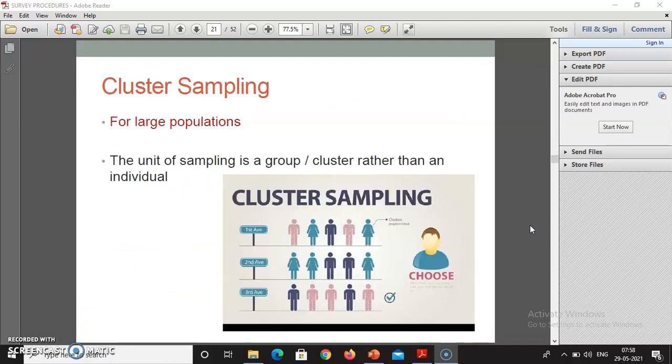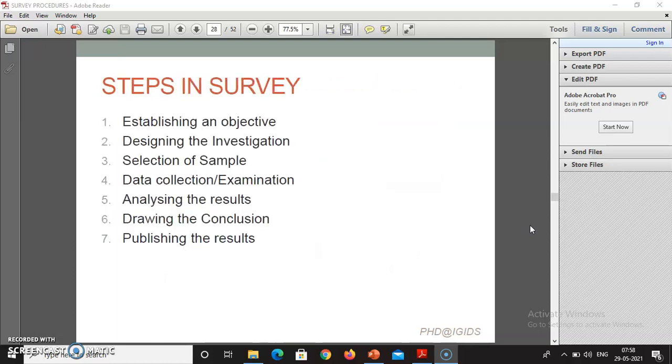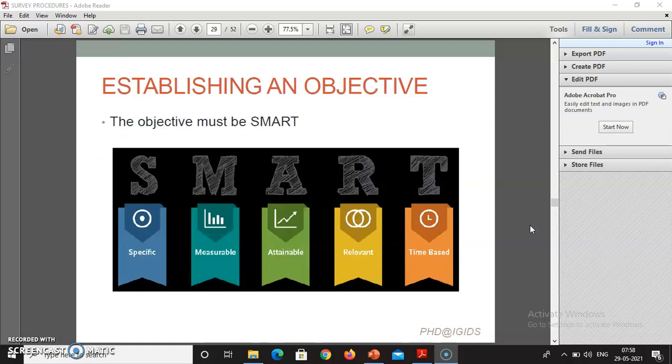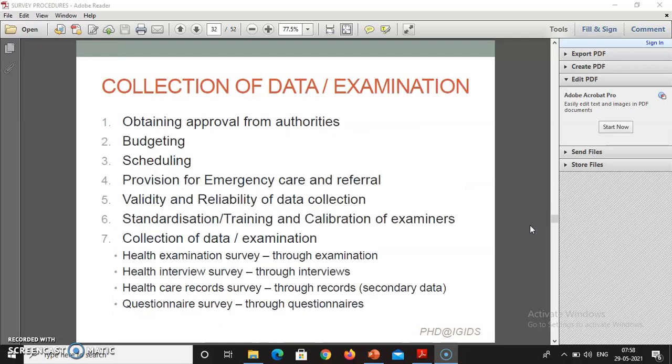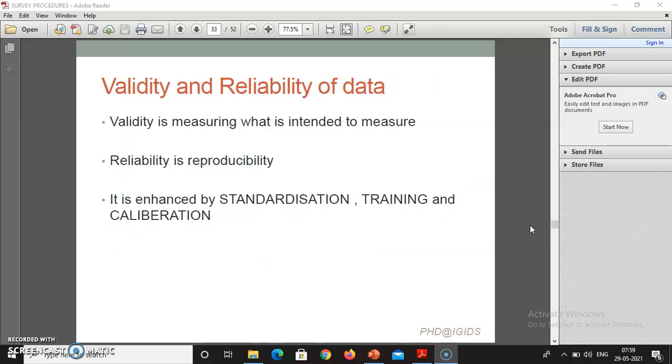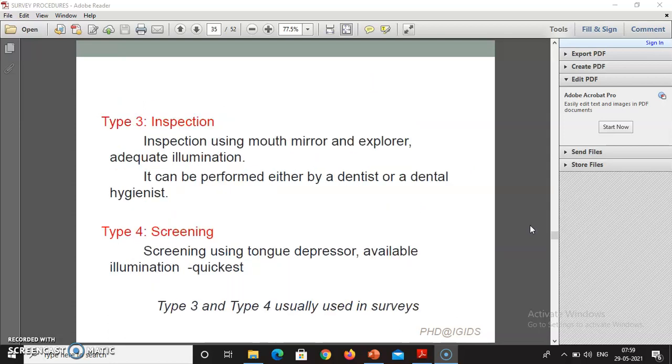Then next was what are the 7 essential steps in conducting a survey. We started with these steps: establishing an objective, designing the investigation, selecting the sample, collection of data. In that we discussed about validity and reliability of data and what are the different types of examinations.